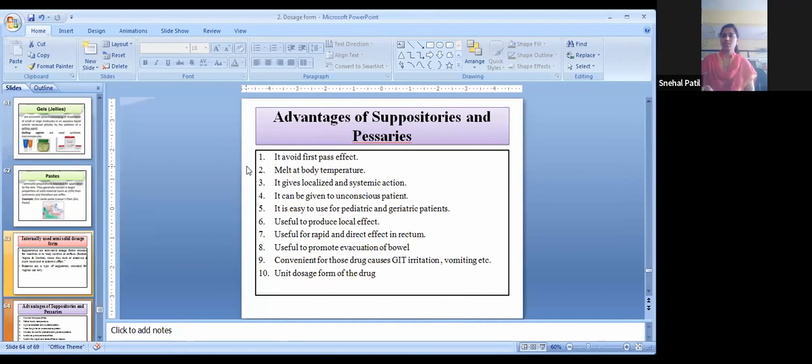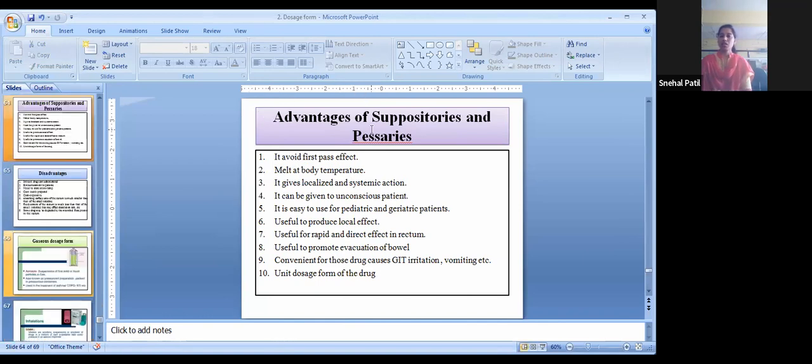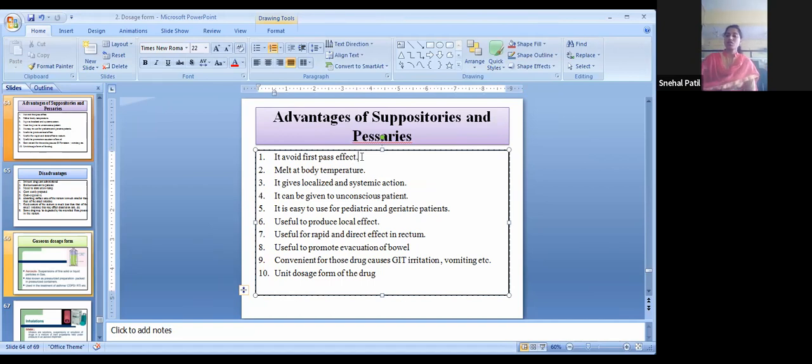Avoiding the first pass effect means other dosage forms are applied or administered orally or on the skin. The urethra, rectum and vagina are body parts, and for treatment of these body cavities oral drugs can also be used. But suppositories and pessaries are applied locally. That's why it avoids the first pass effect.